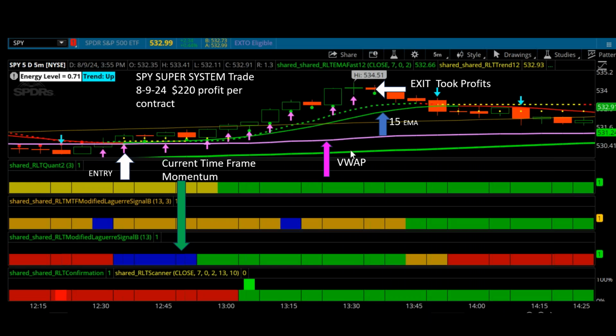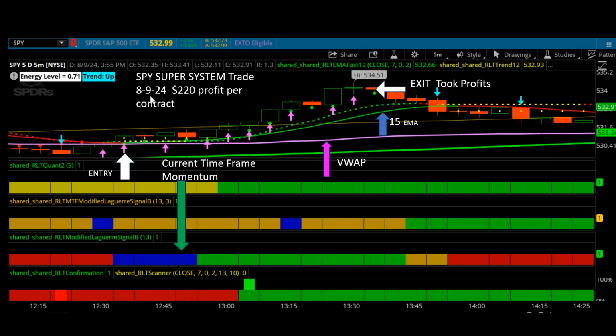Okay, so here is the SPY super system. This is an older one, from when I had this old confirmation down here. But what I'm trying to show you on this chart is that if you're looking for the SPY super system trades, just trading the indexes, all you need is the current time frame momentum. This is the only indicator you're looking at to get into the trade. You're looking at the VWAP right here. This is a support or resistance level, and this is the 15 EMA. That's a support or resistance level. That's all you need, right?